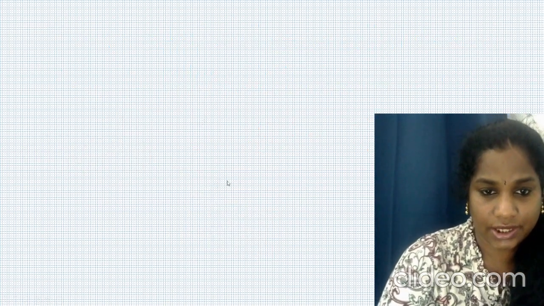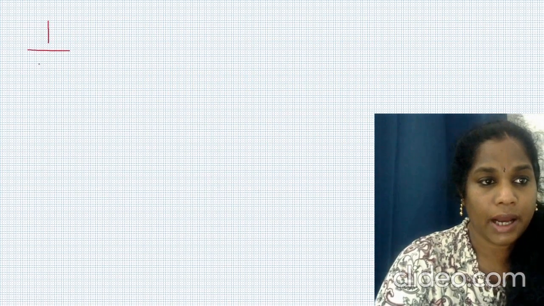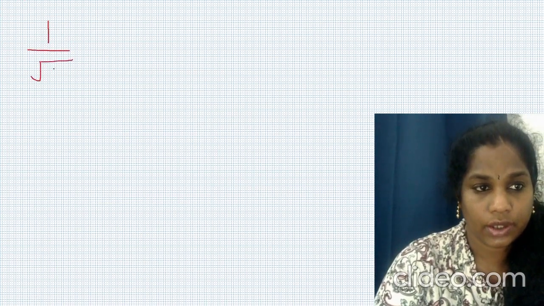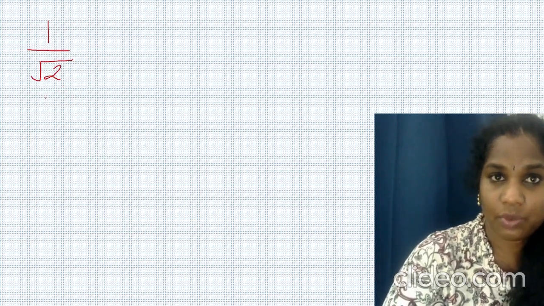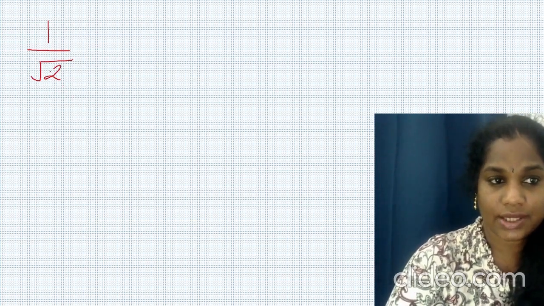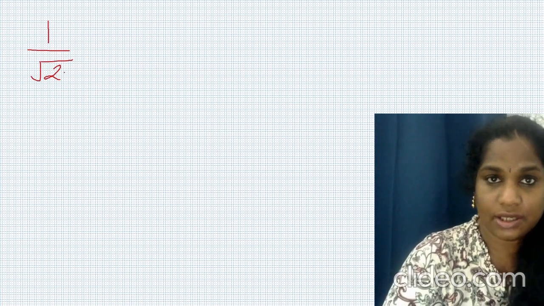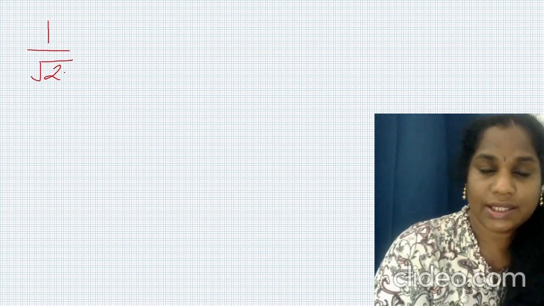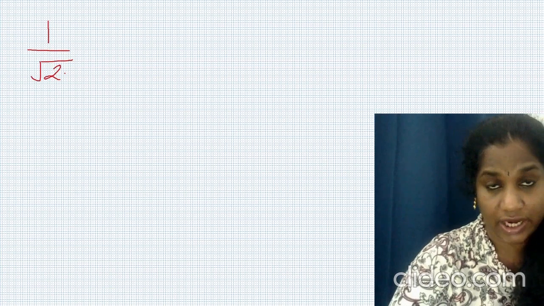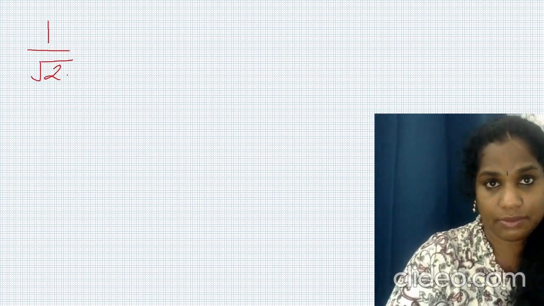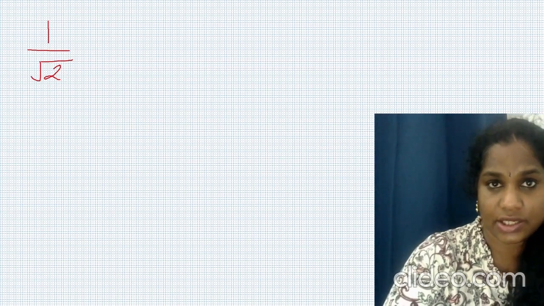The first question is to rationalize 1 by root 2. Most basic, how to do it and why to do it. Here you can see this is under root 2, that means this is an irrational number. It won't be that easy to perform any calculation on a fraction which has an irrational number as the denominator. That is why we go ahead and rationalize it.